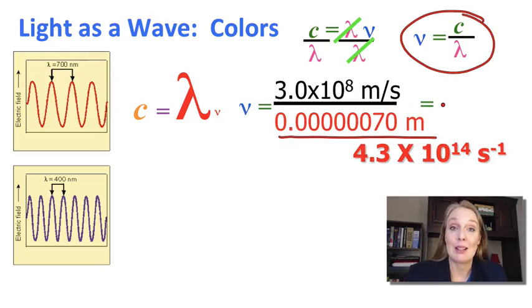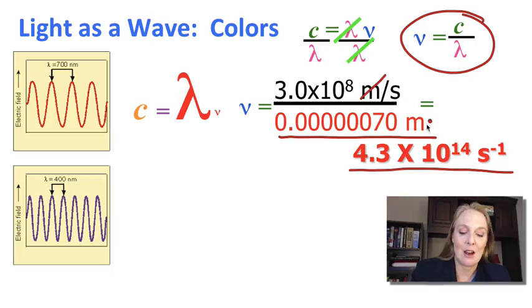So to do this calculation, it's simply a matter of taking the constant speed of light, 3 times 10 to the 8 meters per second, and dividing that by the length of the wave, which here is 700 nanometers, which I've converted to meters. That gives us a frequency for the red light of 4.3 times 10 to the 14th cycles per second. The meters are canceling out, aren't they? And I'm left with 1 over second as my unit.